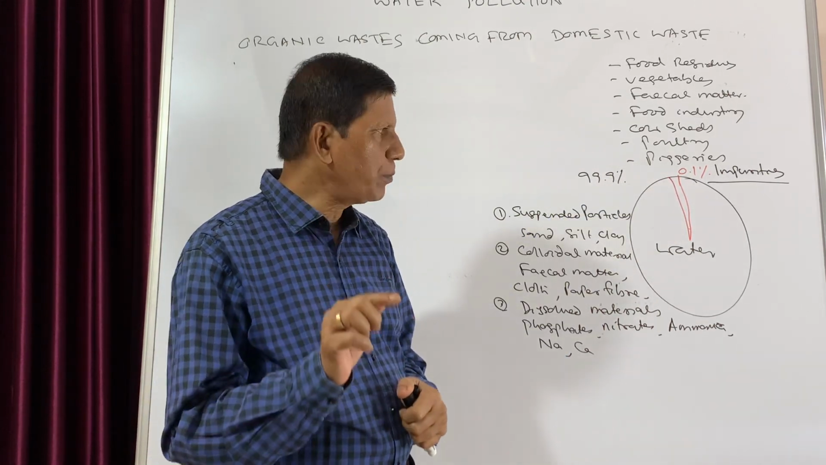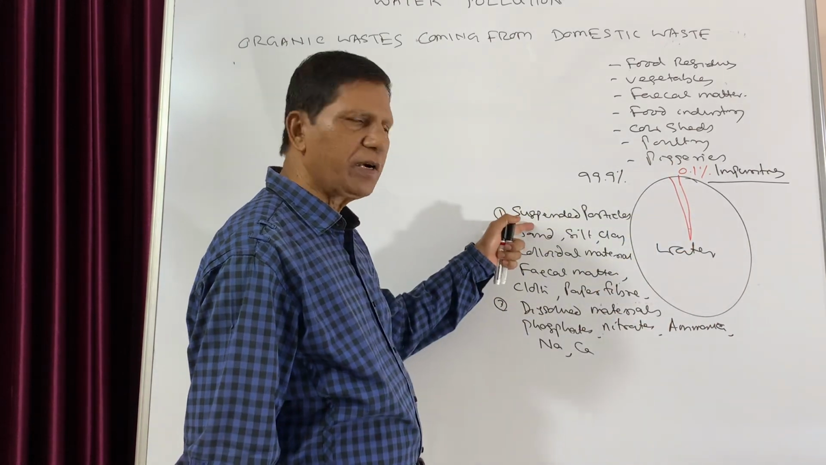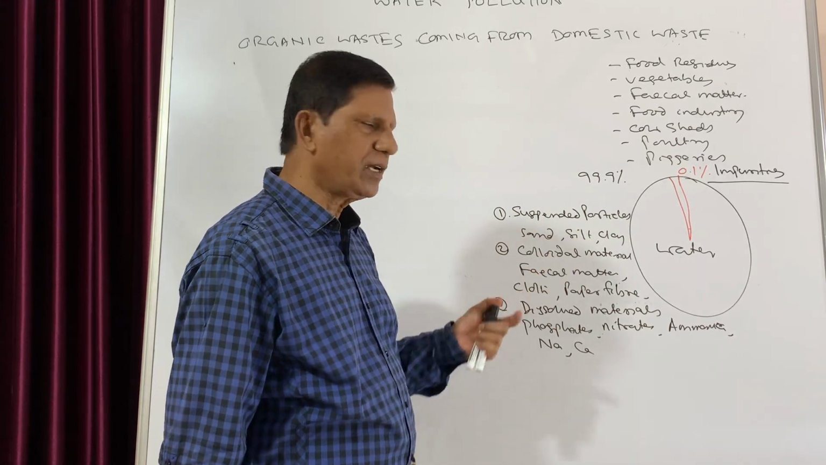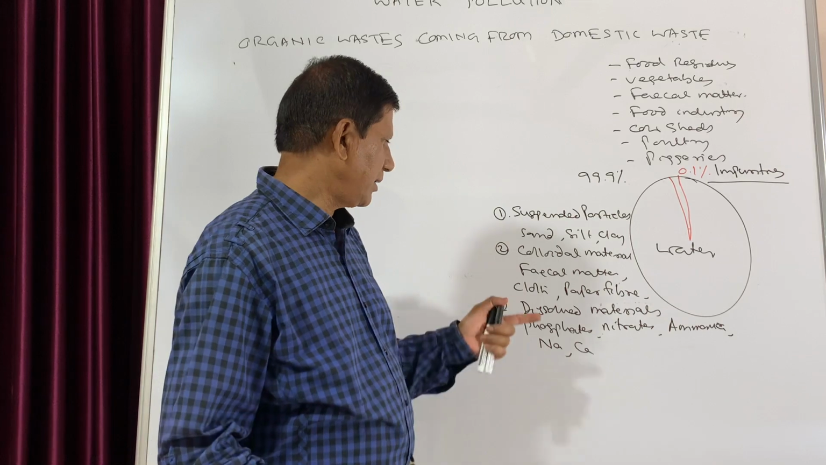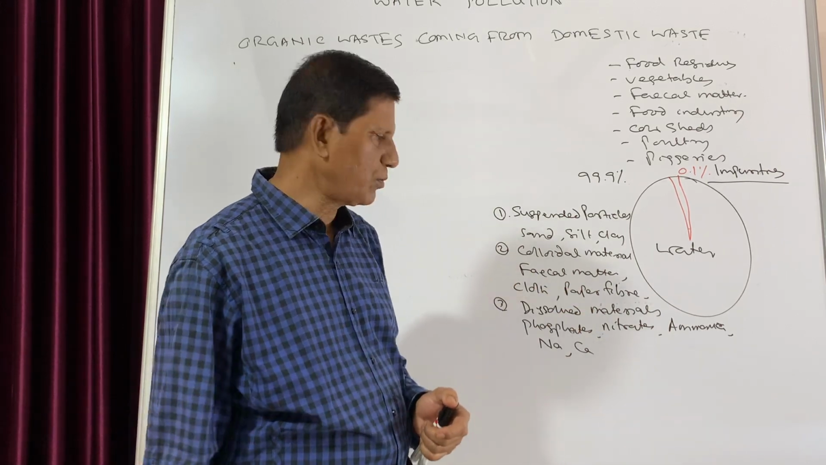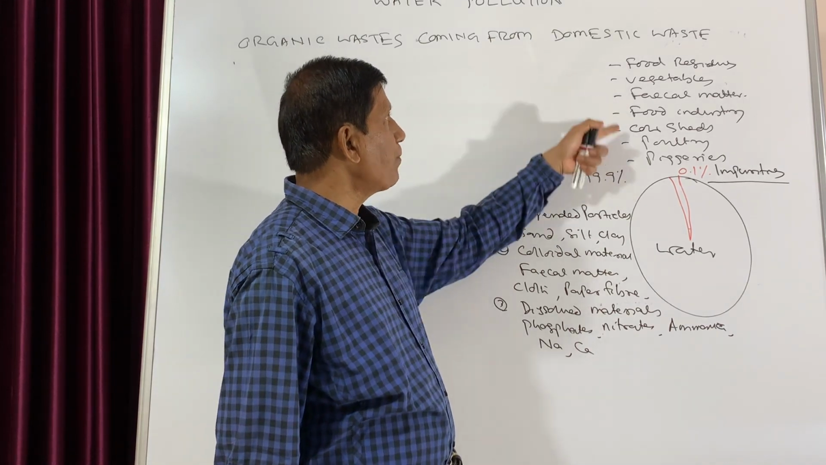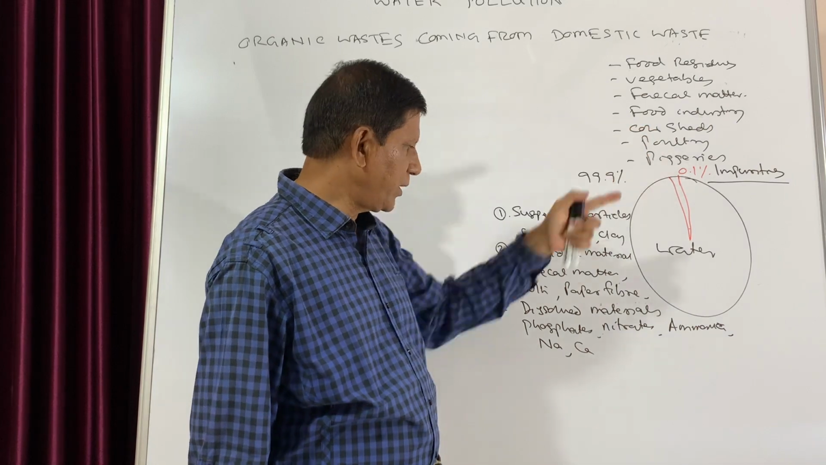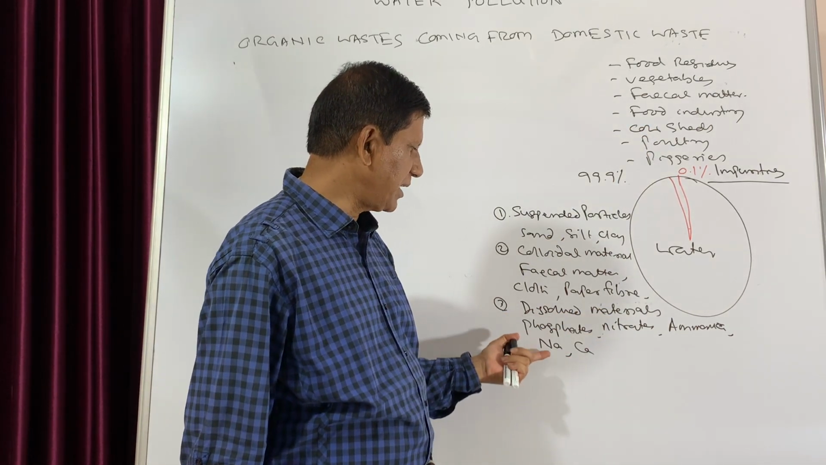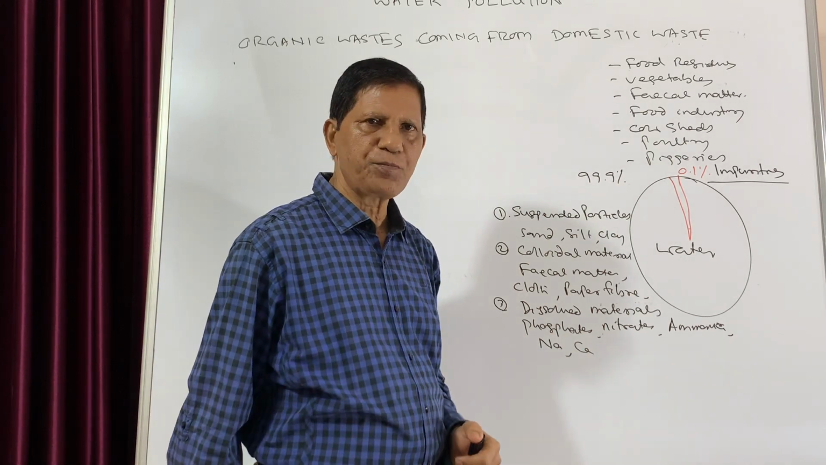And this 0.1% of impurities includes these three things: suspended particles, which may consist of sand, soil, clay; colloidal particles, mostly fecal matter, that is also cloth, paper, fiber, anything that we are disposing into water. And also it contains the different types of dissolved domestic waste, including phosphates, nitrates, ammonia, besides that sodium, calcium, all these things.